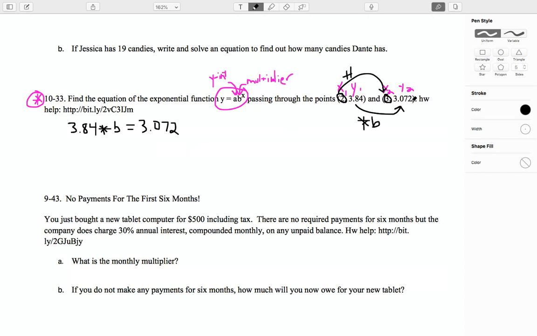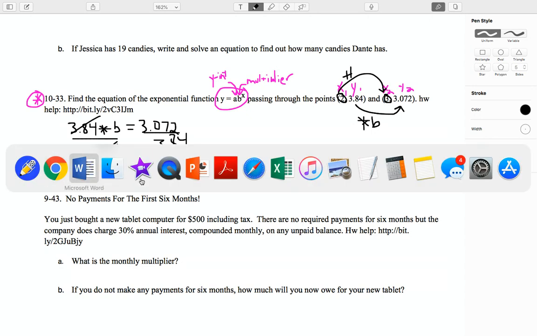Pretty obviously here, what you need to do is divide backwards. You need to take the shortcut that I tell you guys: divide backwards. So 3.072 divided by the earlier value, because this is x equals 2 versus x equals 3. So if I divide both sides by 3.84, I'm going to solve for b. Yoink, yoink, and we get b equaling, and let's grab the calculator.